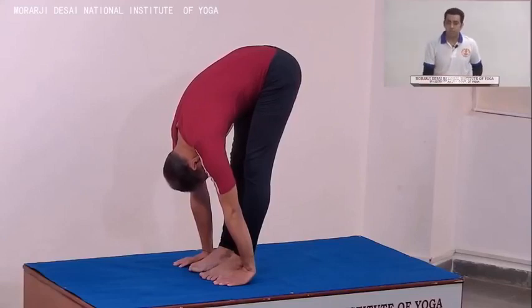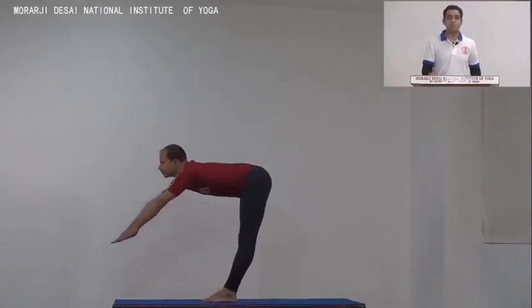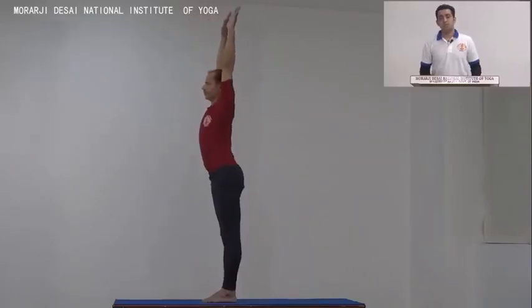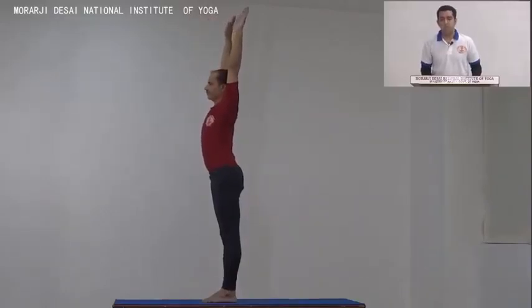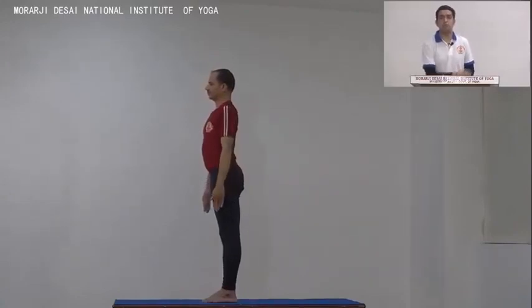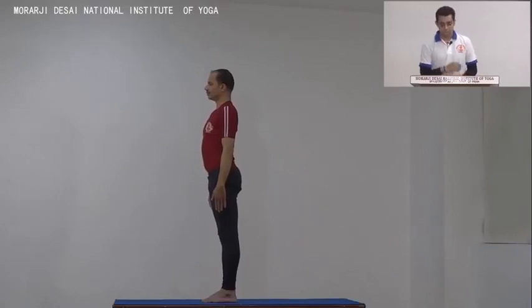So now with inhalation, slowly come back with straight back, stretch your arms upward, and slowly bring your arms from the side. Relax yourself, close your eyes, feel the impact of Padhastasana on your breathing, on your spinal region.